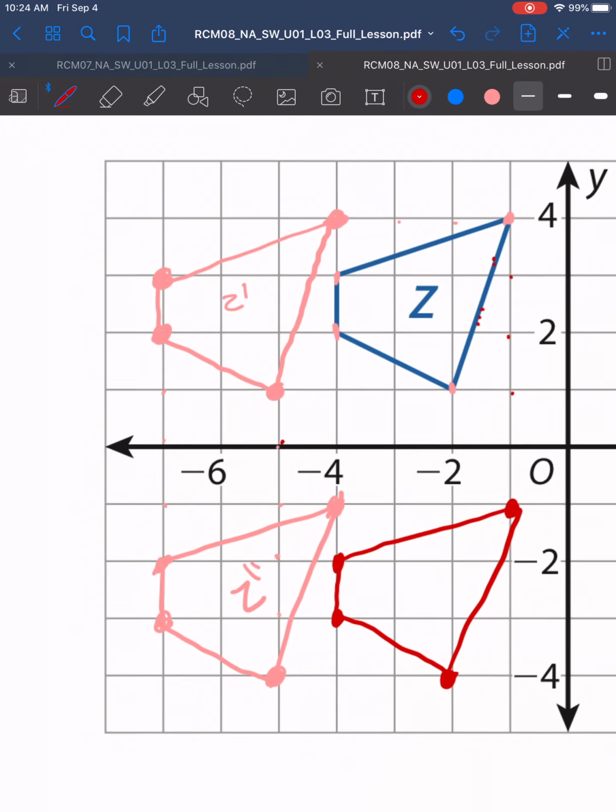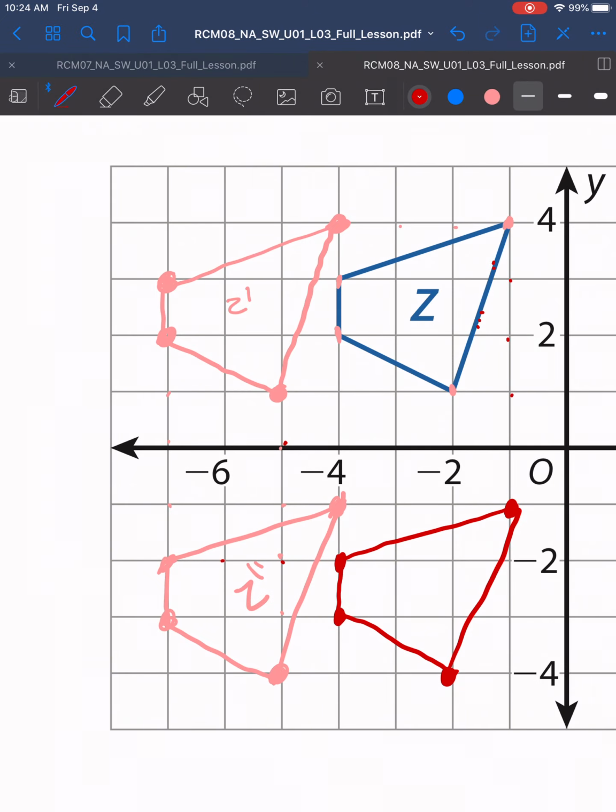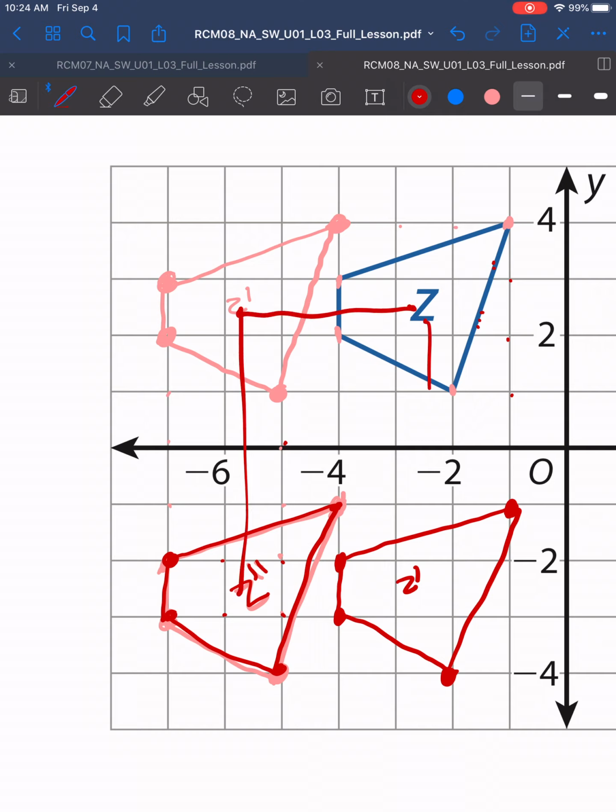Okay, so now let's go 3 to the left. Ready? 1, 2, 3. So did I get my Z to land back on Z? Yeah. So what we just learned is you can go over and down, or you can go down and over.